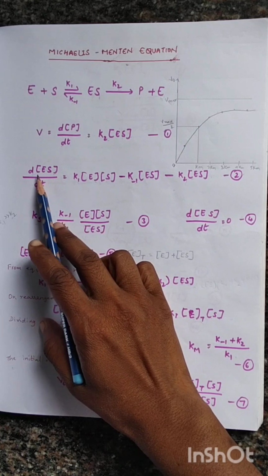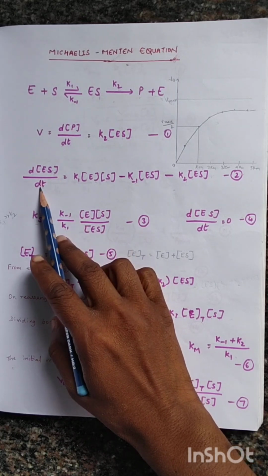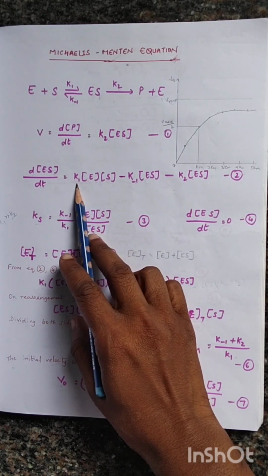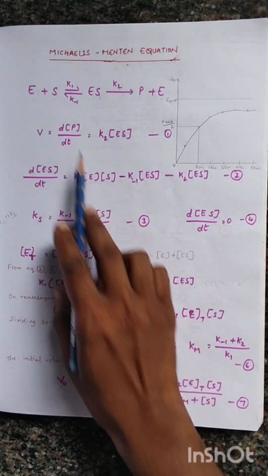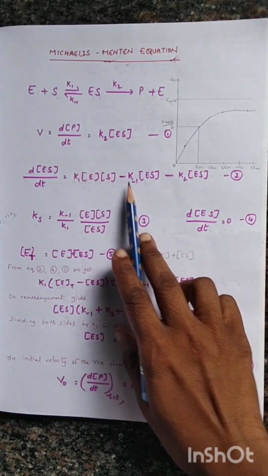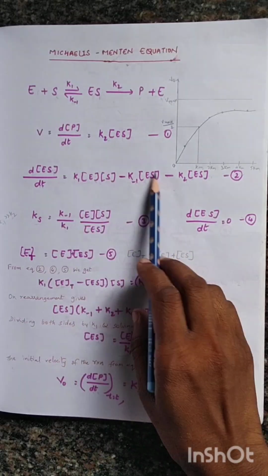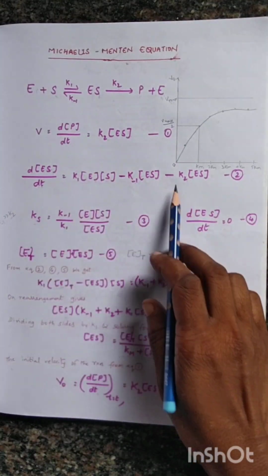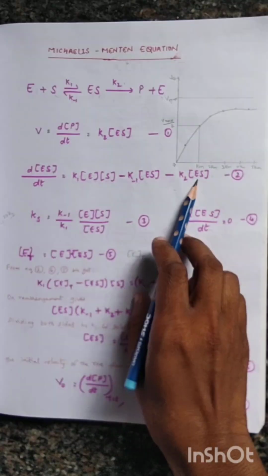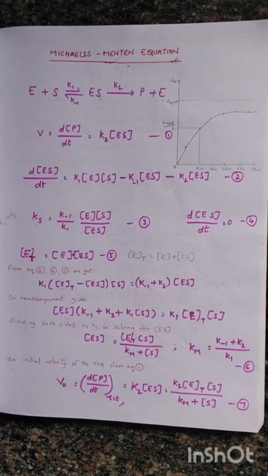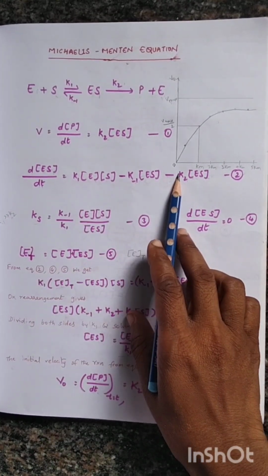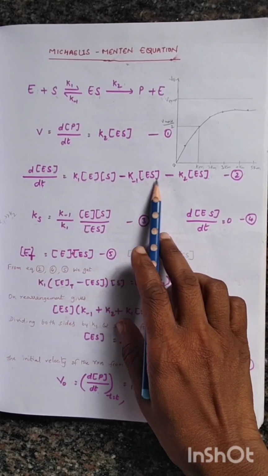When we take the derivative of enzyme substrate complex with respect to time, we will get K1 into free enzyme plus substrate, minus K minus 1 into ES, minus K2 into ES. This reaction gives us the overall rate of the production of the ES complex.